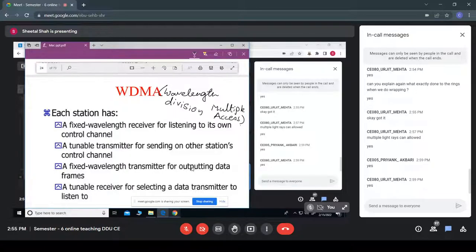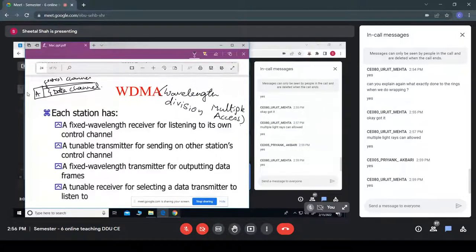Since the type of channel here is optical fiber, usually for data transmission through optical fibers they don't use the term frequency, but they use the term wavelength. Hence WDMA is used, that is wavelength division multiple access. Here, say suppose I'm having a station A, every station has two channels. One is known as the control channel and the other is known as the data channel. The narrow channel is the control channel, and the broader channel would be the data channel.